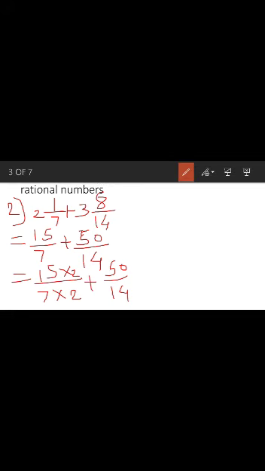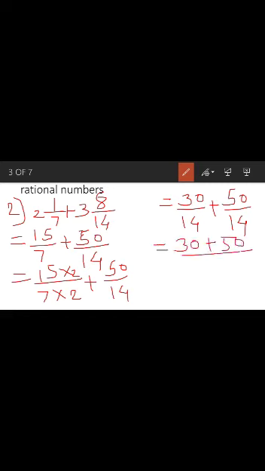Here plus. Okay, now what will come? It will come 15 multiplied by 2, that is 30 upon 14, plus 50 upon 40. Now it is very easy to add it: 30 plus 50 upon 14. Same thing, 80 upon 14. I hope you understood it.